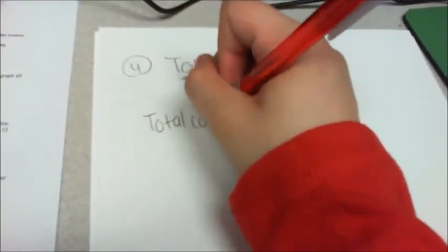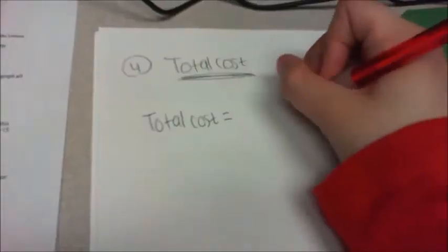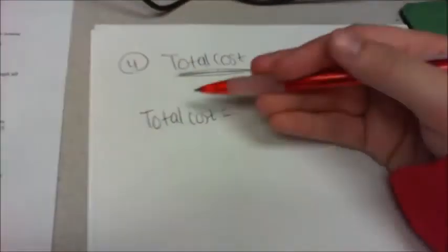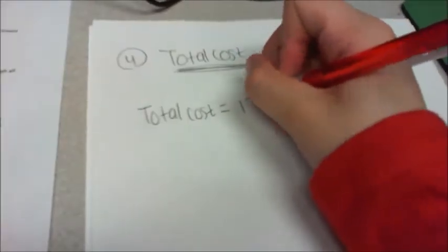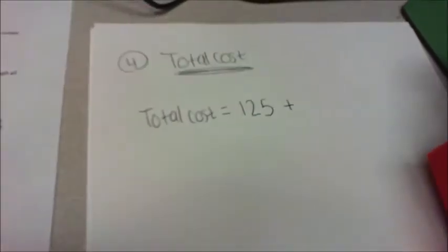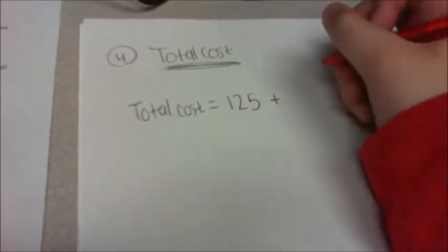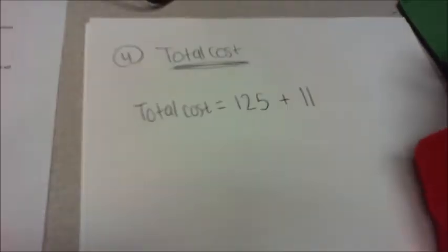So we want to know what the total cost is. So that means our total cost is going to be on one side of our equal sign. And then we have to think of the things we're adding together to find our total cost. The first thing would be how much our room costs. Our room costs $125.